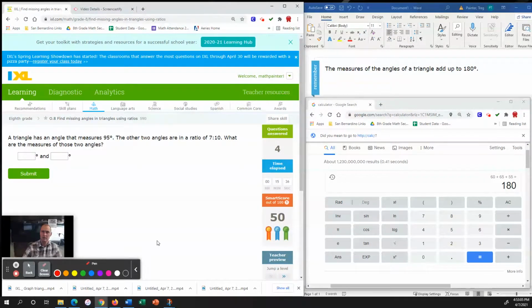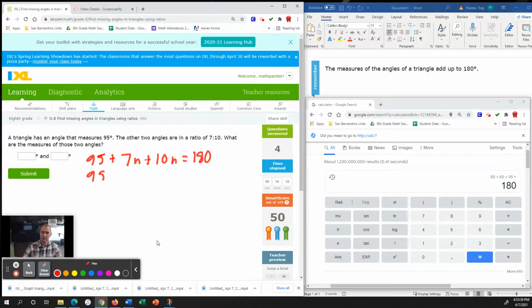So a triangle has an angle that measures 95 degrees. The other two angles are in a ratio of 7 to 10. What are the measures of these two angles? So we got 95 plus 7n plus 10n equals, let's see, do you remember the number of degrees in a triangle? That's right, it's 180 degrees in a triangle altogether.